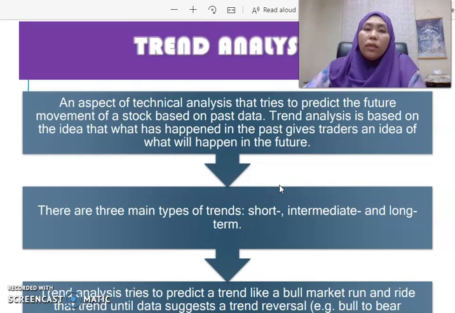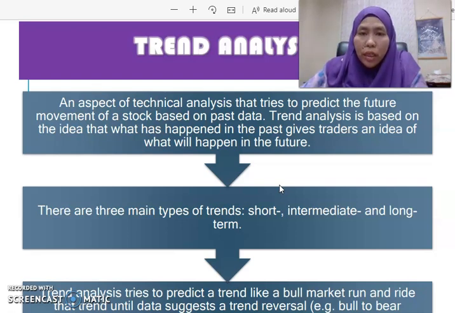Okay, what is important about trend analysis? Okay, so trend analysis is based on the idea that what happened in the past gives traders an idea of what will happen in the future. If you still remember the basic philosophy of technical analysis, one of them is that history will repeat. Okay, so by using this assumption or philosophy, trend analysis can be used by traders to help them make a decision to buy or to sell.